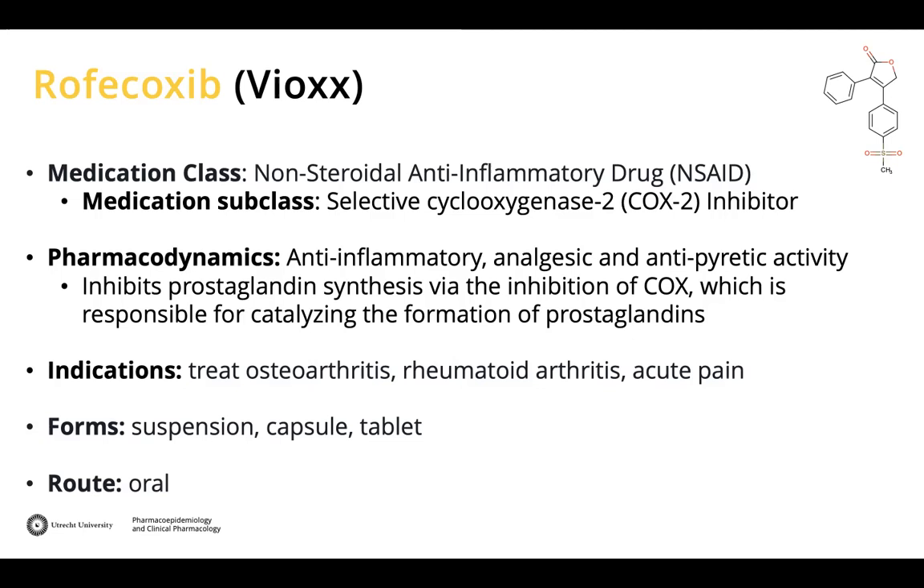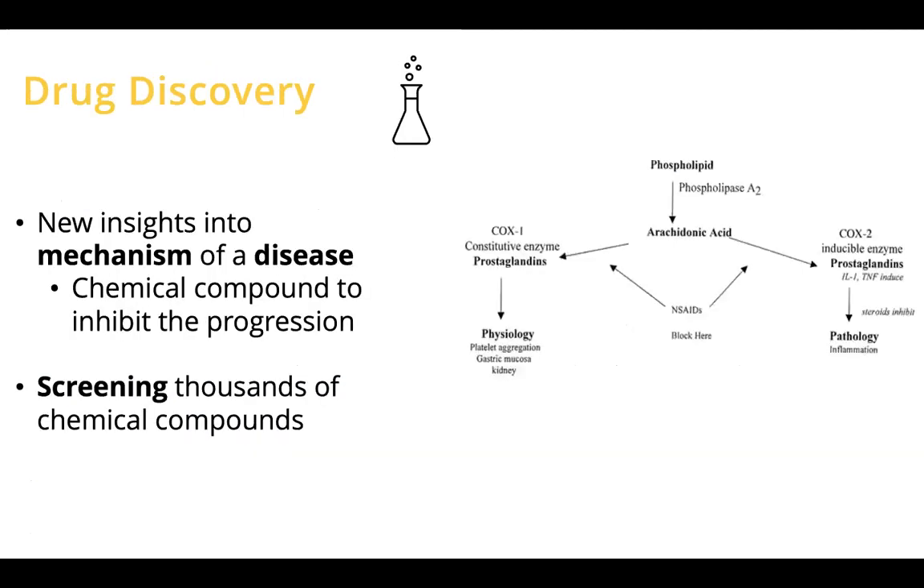Its indication, so these are the conditions that this medication is used to treat. It treats osteoarthritis, rheumatoid arthritis, as well as acute pain. It came in a suspension, a capsule, and a tablet, and it was taken orally.